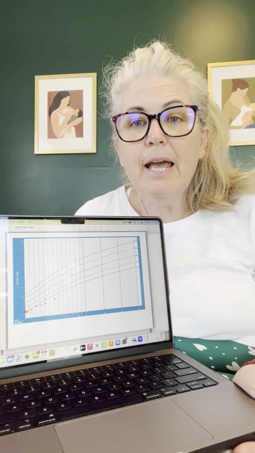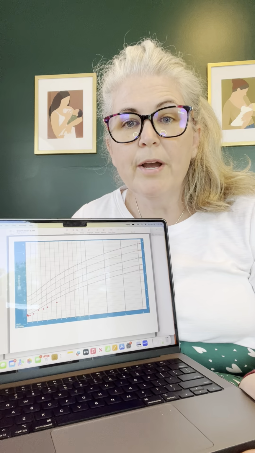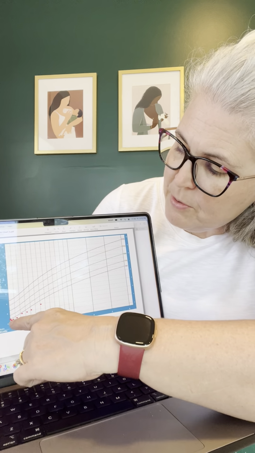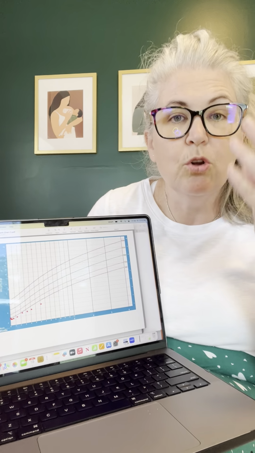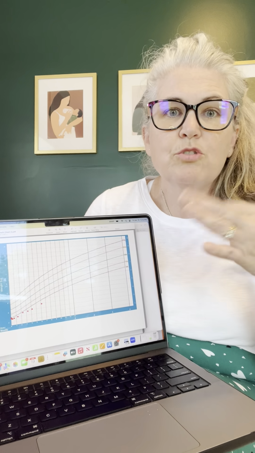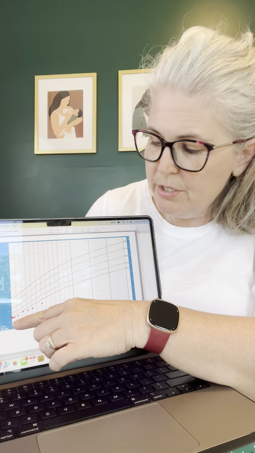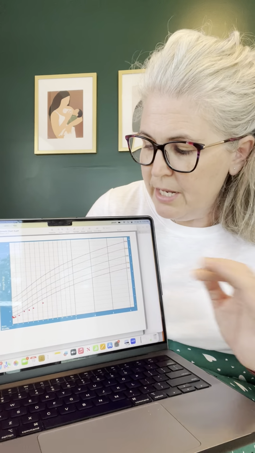Okay, chart 3 here. Chart 3 is a baby boy. And this baby was born small. So either they came a little early or they were just small for gestational age, but even at birth, we're below the chart. So that's where they started.